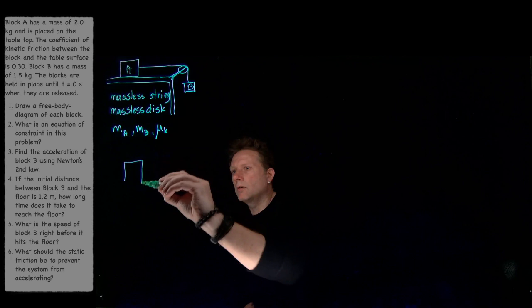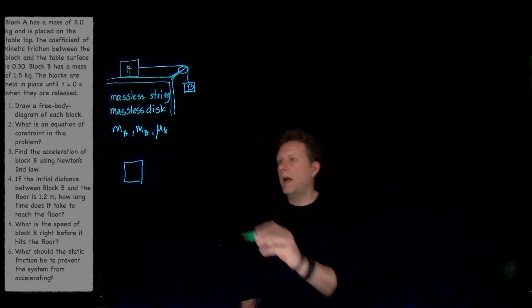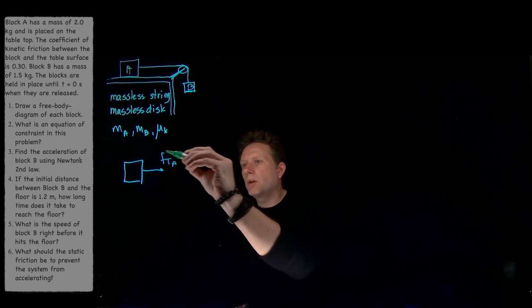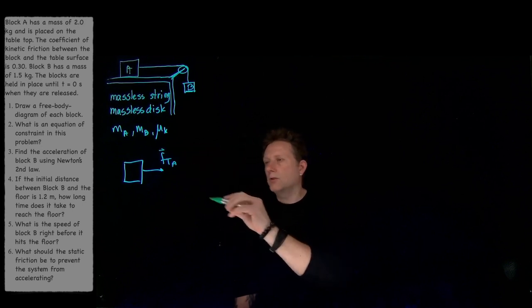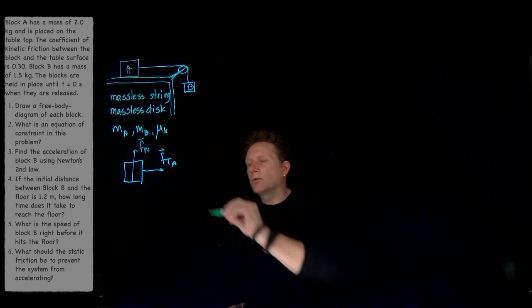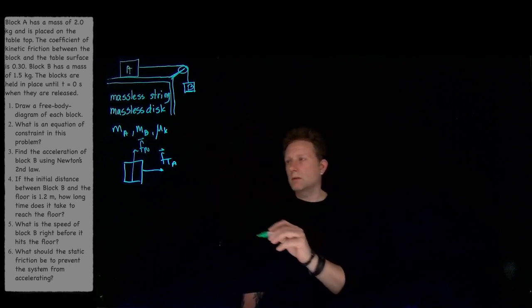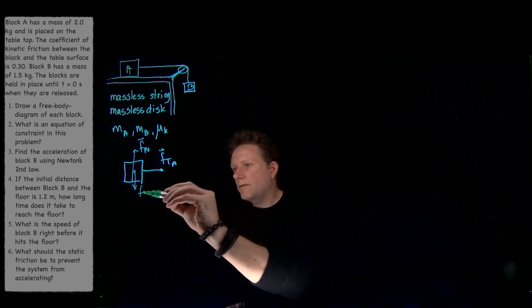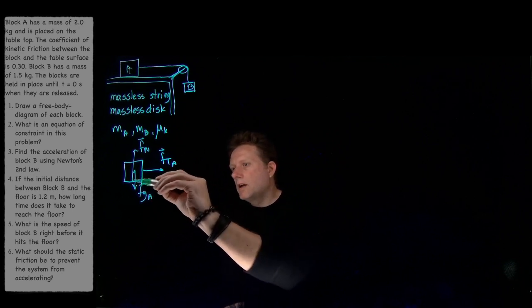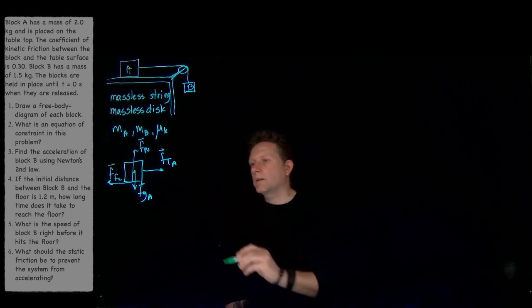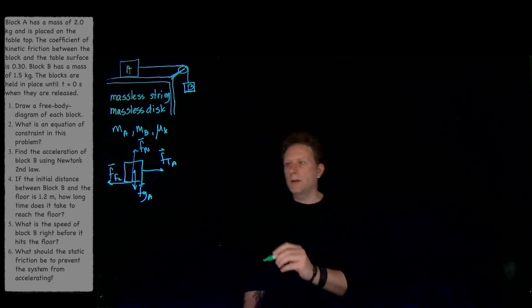So I'm going to draw box A. It's going to have a force of tension, and I will put a subscript A on for now. We're going to have a normal force. There's only one normal force in the system, so I don't need a subscript to differentiate them from each other. We have a force of gravity acting on A, and then we have a force of kinetic friction acting on A. So that's the free body diagram for A.